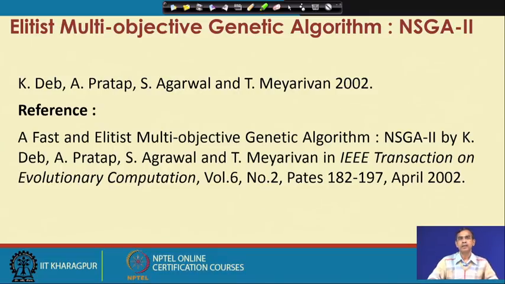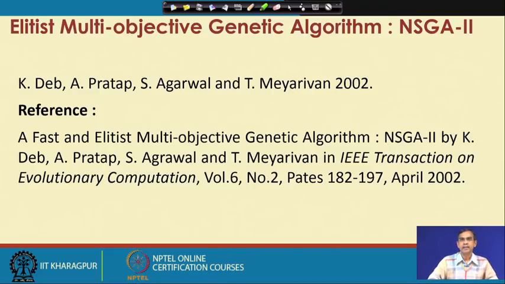Here are the contributors who developed this algorithm: K. Deb, A. Pratap, S. Agarwal and T. Meyarivan. NSGA was first introduced in 1994, and around 8 years later NSGA-II was proposed by the same group of researchers in the same lab. This lab is at IIT Kanpur, and it is famous as the NSGA lab.